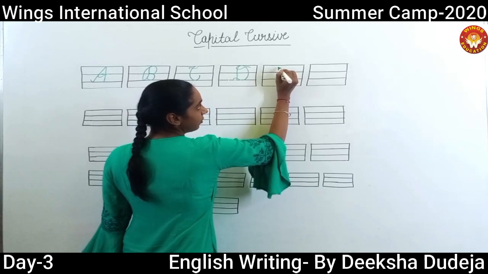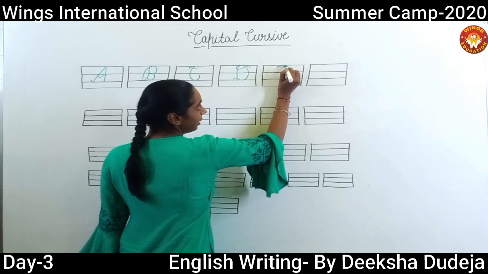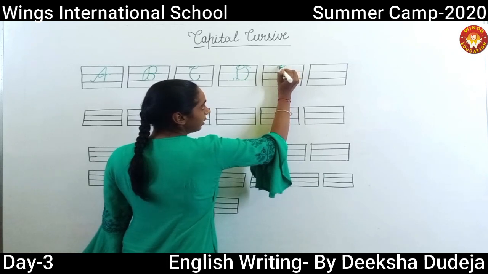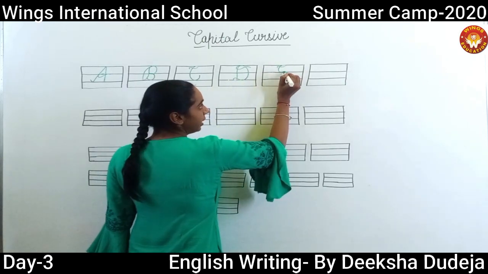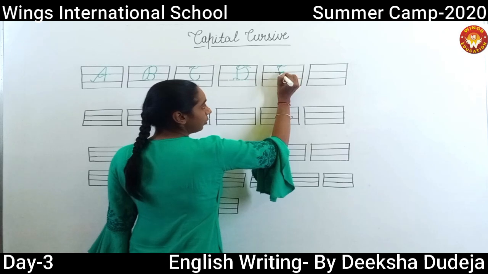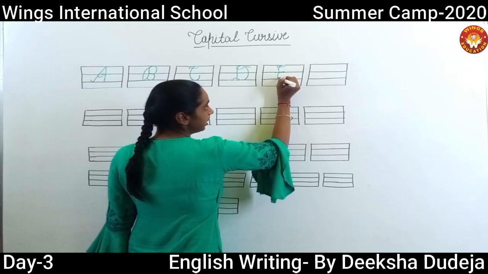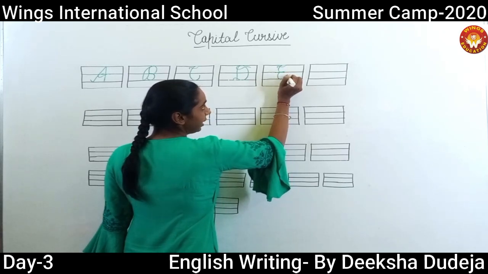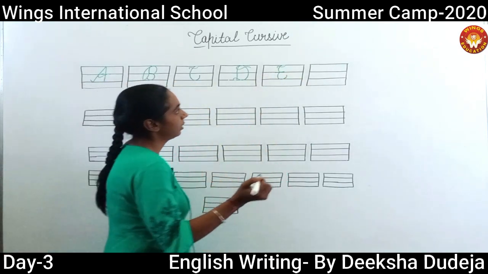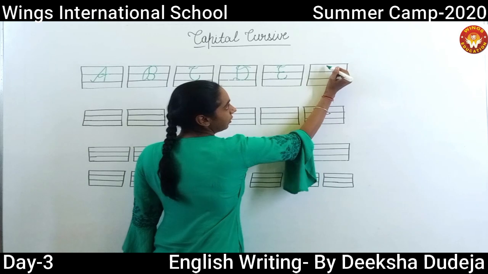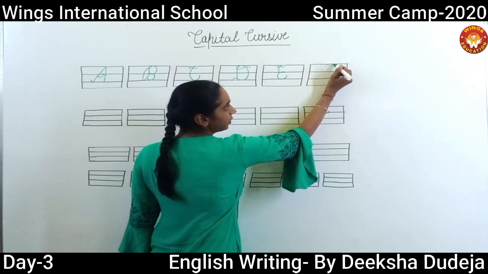Start from first line. I draw curve line and touch first line. I draw small C like small C. And again I draw small C. Start second line to third line. E. And next F. I draw small curve line and touch first line.